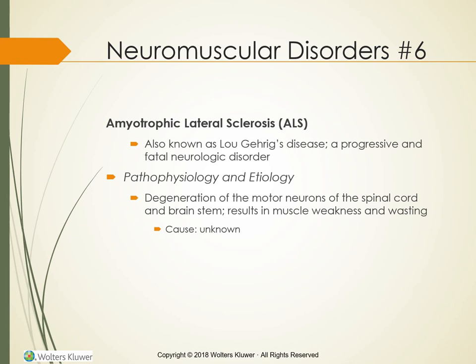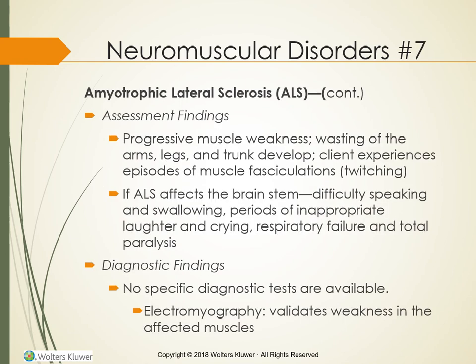The disease is characterized by degeneration of the motor neurons of the spinal cord and brainstem, which results in muscle weakness. Assessment findings: progressive muscle weakness and wasting of the arms, legs, and trunk develop. The client experiences episodes of muscle fasciculations, which is twitching. If ALS affects the brainstem, speaking and swallowing become difficult. The client may display periods of inappropriate laughter and crying. Respiratory failure and total paralysis are seen in the terminal stage.